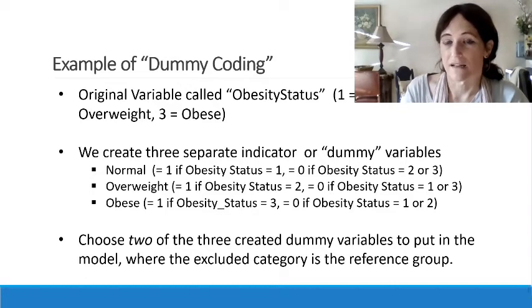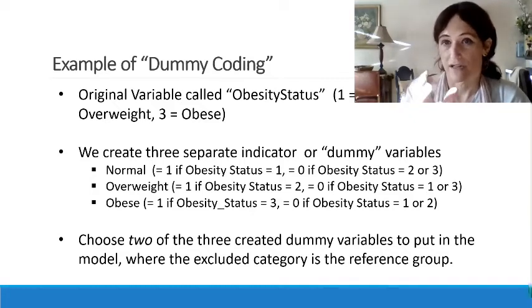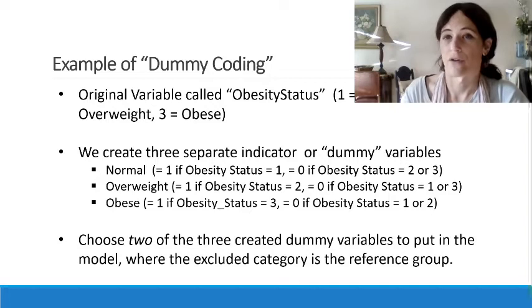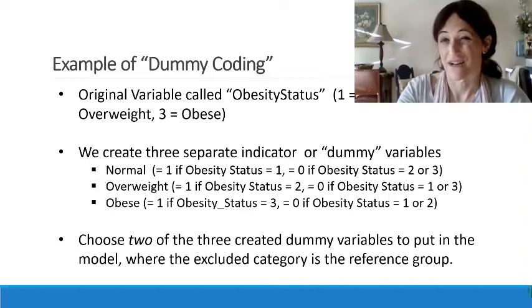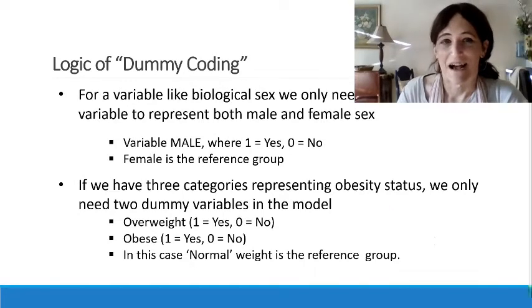We don't need to have normal represented in the data set if we're making that the reference group, because we've already set overweight and obese to 0. So as long as our categorical variable is capturing all possible values, we actually only need 2 of those to represent it in our model. And in fact, if we include all 3, it's going to blow up on us.